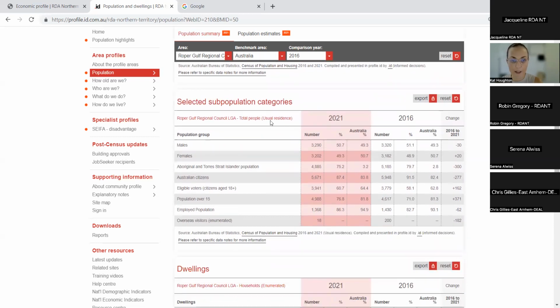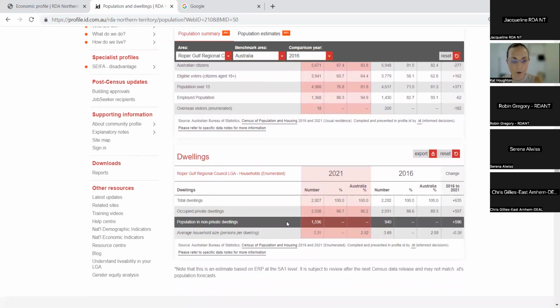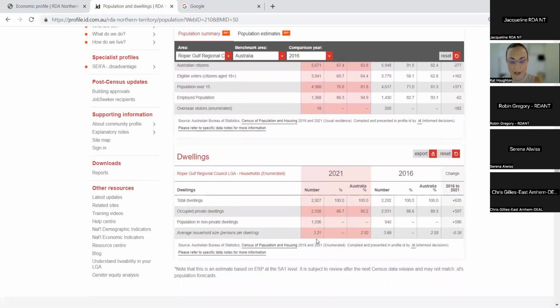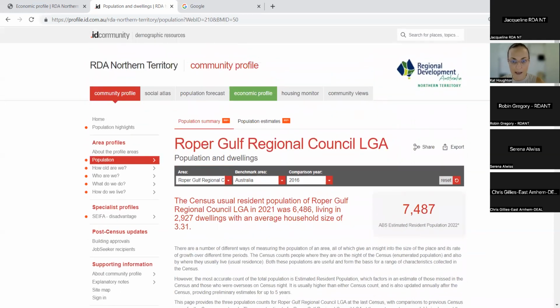When we come down, we also get our selected subpopulation categories, like your employed population. Overseas visitors is always an interesting one, particularly because it was during COVID, so we can see there's been a fall in overseas visitors. And then we get information on our dwellings, which shows that our average household size in Roper Gulf has fallen from 3.69 down to 3.31 during that period. That can have some implications for housing in your regions as well.